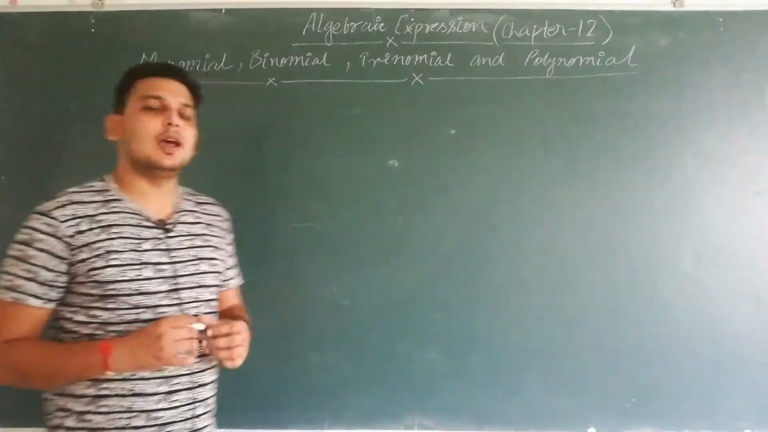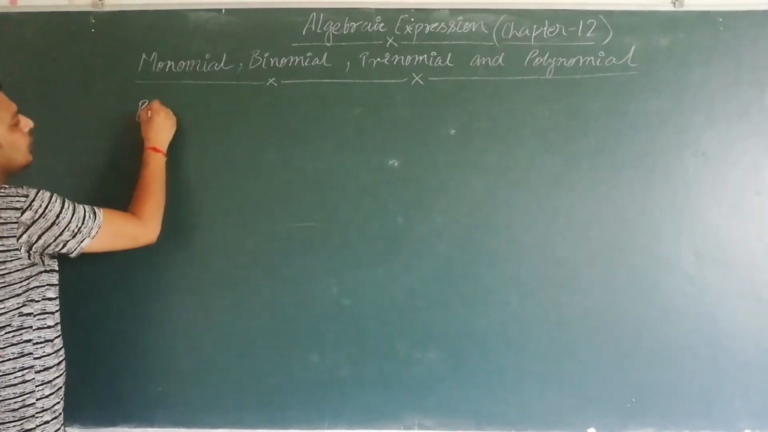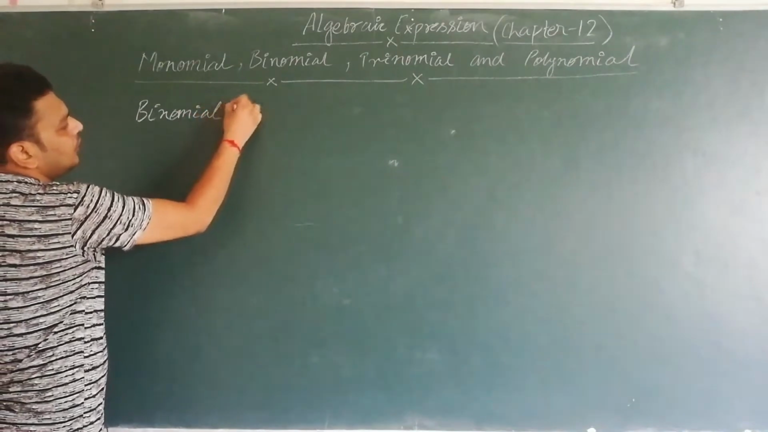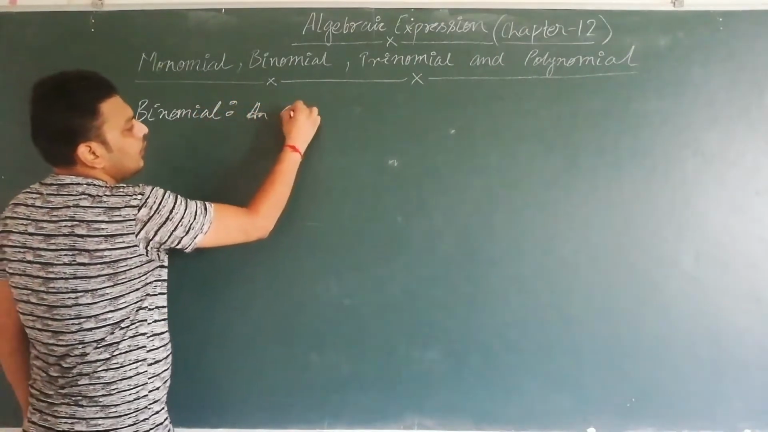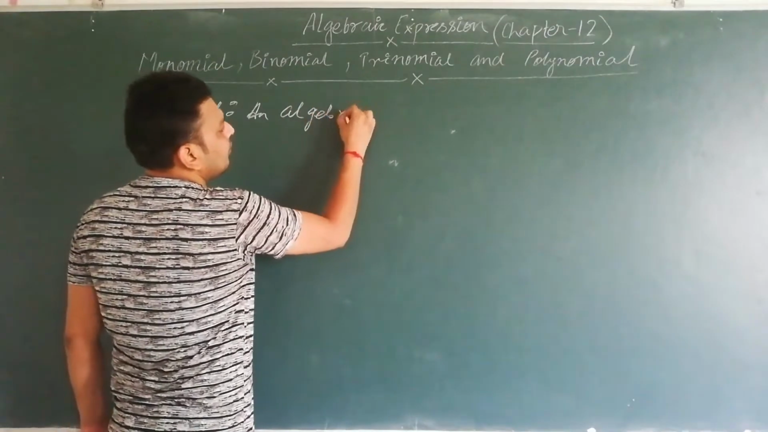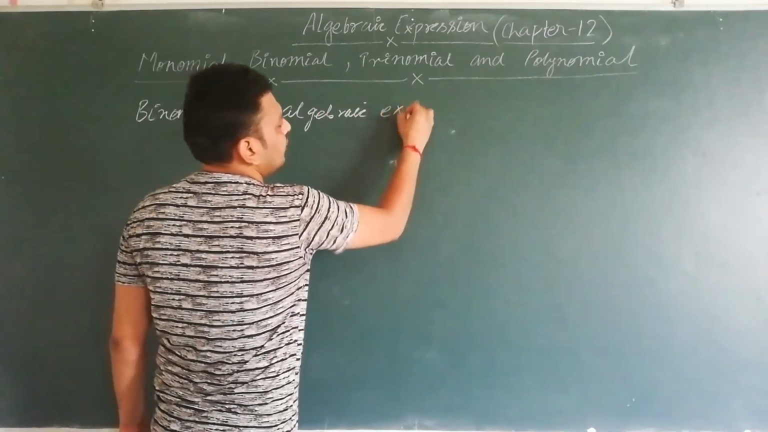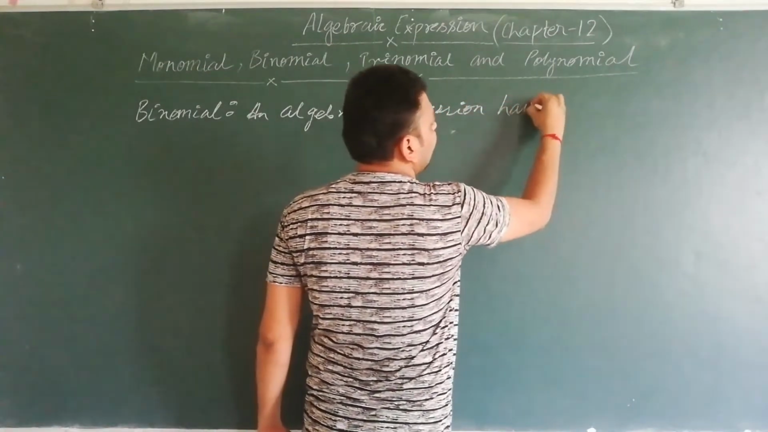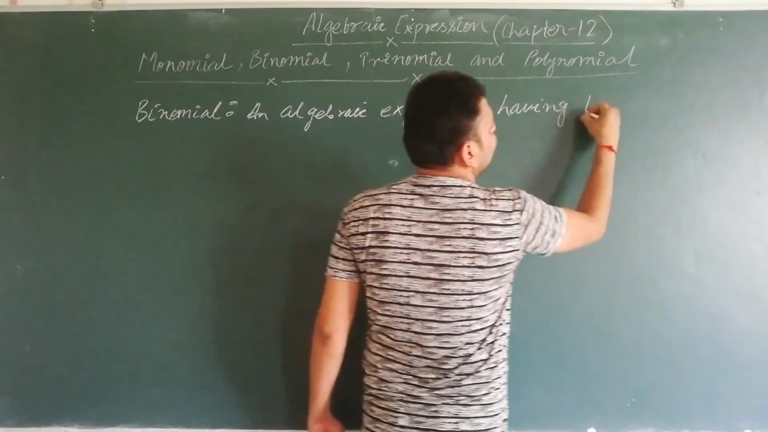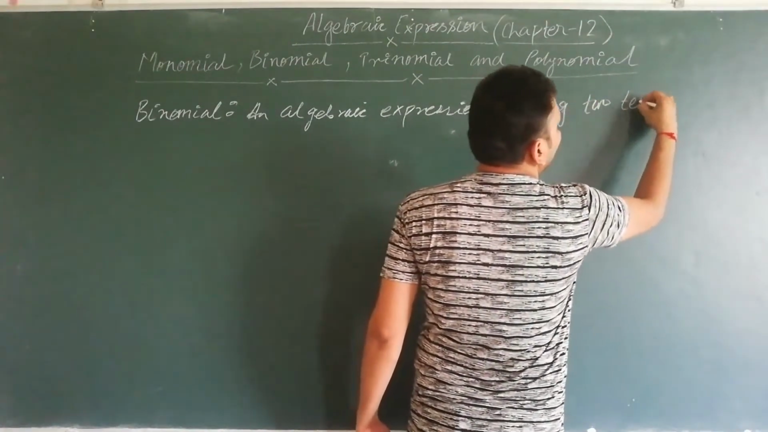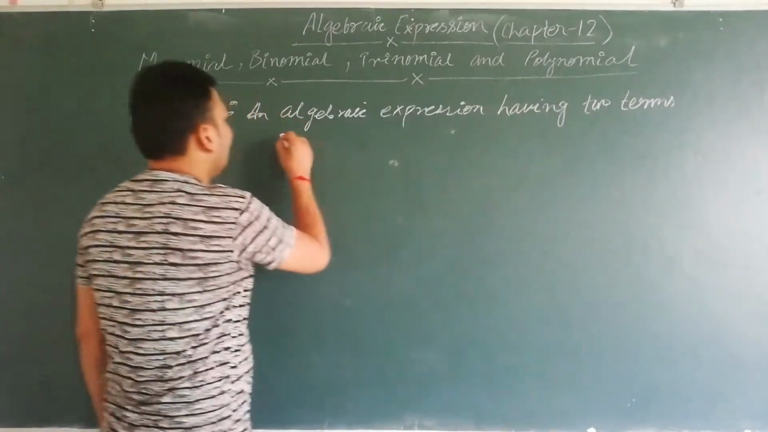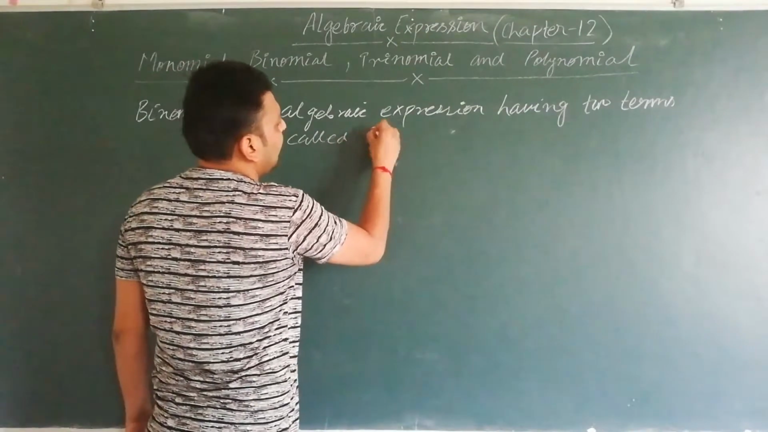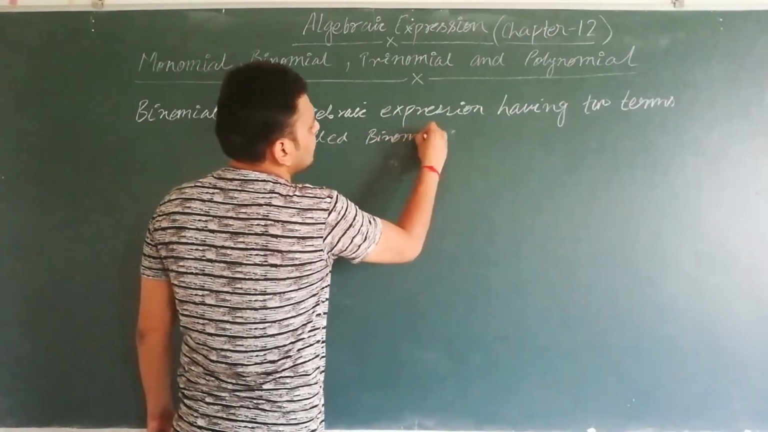What is a binomial? As the word suggests, bi means two. So what is a binomial? An algebraic expression having two terms is called a binomial.